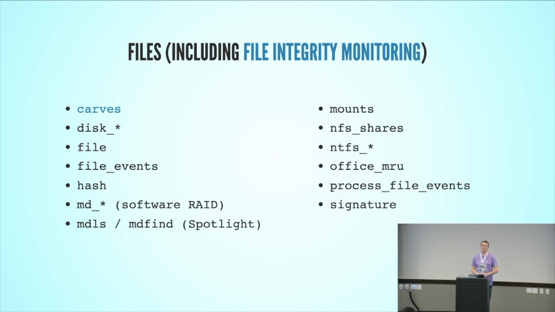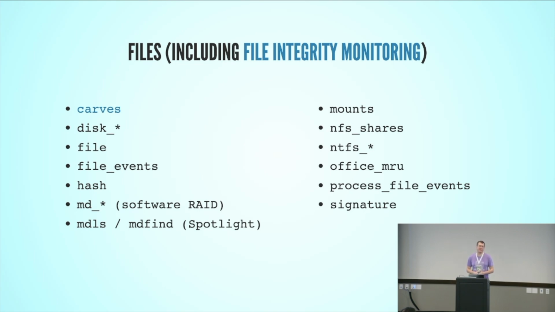On the file side, there are multiple tables for this and multiple different use cases here. For one, there is the carves table. What that allows you to do is request that osquery pull file data from the machine. This is useful for incident response scenarios. You will need a server somewhere to push those files to, and you have to explicitly turn that on.